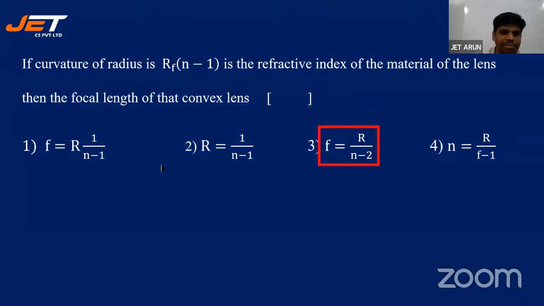All right, let's look at the key. It's R by n minus 2. Why is it n minus 2, students? N minus 1 is the refractive index of the material. If n is the refractive index of the material, then F is equal to R by n minus 1. Now, instead of n, I've got n minus 1. So n minus 1 minus 1 is n minus 2. Yes, that's absolutely right. Yogita is right. Riya is right. Gautami is right. Saivardhan is right. Anish is right. Good. All right, let's look at the next one.